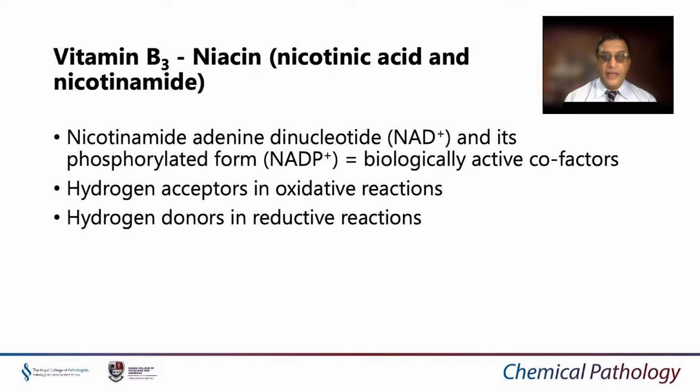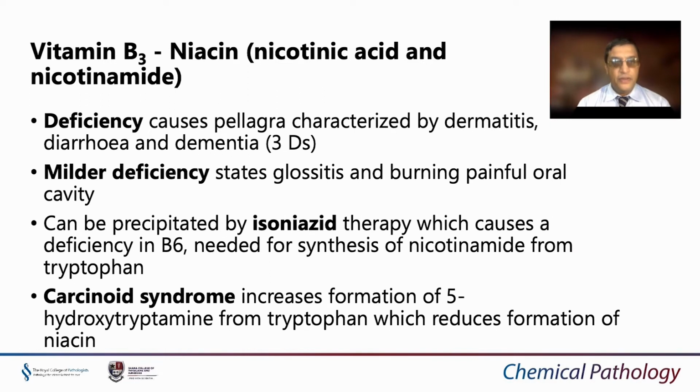Niacin, vitamin B3. This consists of NAD and NADP. These are the biological cofactors of the vitamin, and they act as hydrogen acceptors in oxidative reactions and hydrogen donors in reductive reactions. Deficiency of the B3 vitamin results in the clinical presentation of pellagra, characterized by dermatitis, diarrhea, and dementia, the 3Ds. Milder deficiency can result in glossitis and a burning, painful oral cavity.